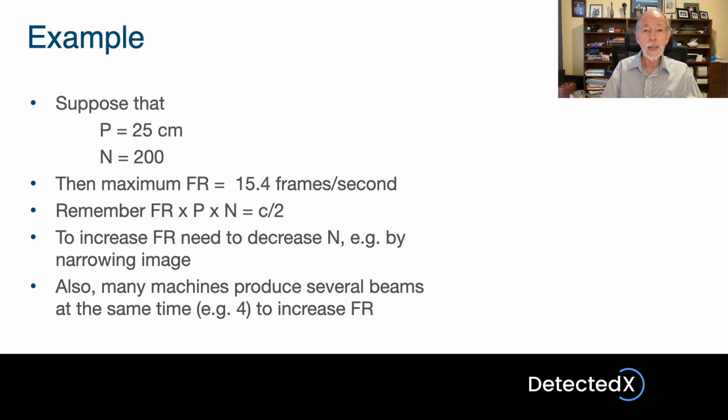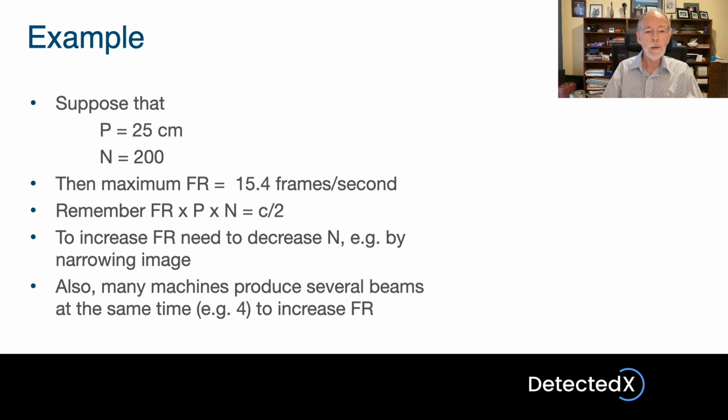Now, this is a barely adequate frame rate for many applications. If I'm sweeping the probe quickly through the tissues, or if the tissues are moving significantly, then we're going to get blurring. So I may well want to increase the frame rate. And as I've mentioned already, the simplest way to do that is to decrease the number of lines in the image, for example, by narrowing the image down.